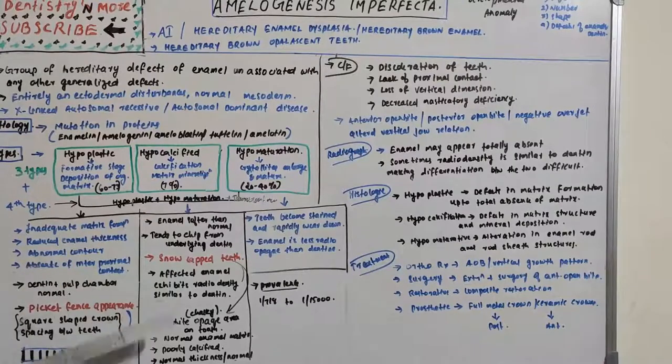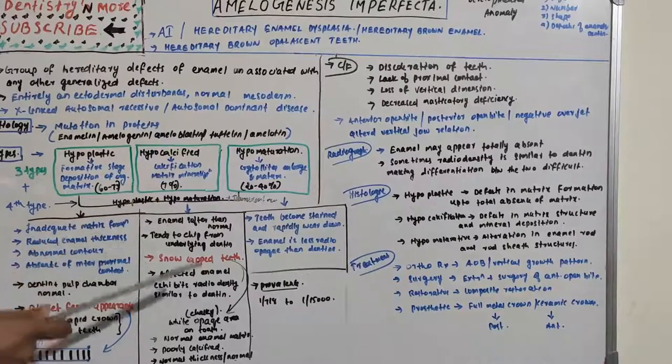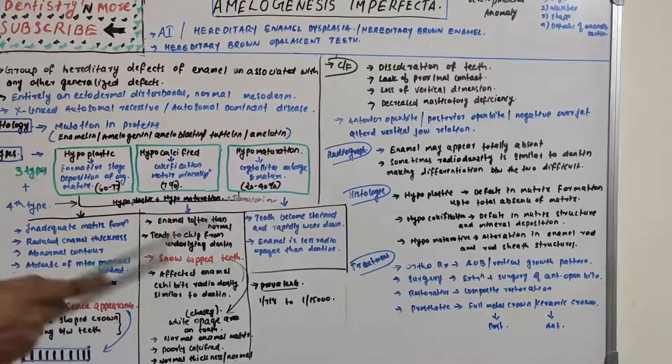So the affected enamel exhibits radiodensity similar to dentin. That is a problem. So it will be very difficult to differentiate enamel and dentin from radiograph, because the radiodensity of enamel and dentin usually is very different. But in this case, the enamel and dentin have equal radiodensity. The enamel matrix will be normal, and obviously the calcification is very poor, and normal thickness will be there.